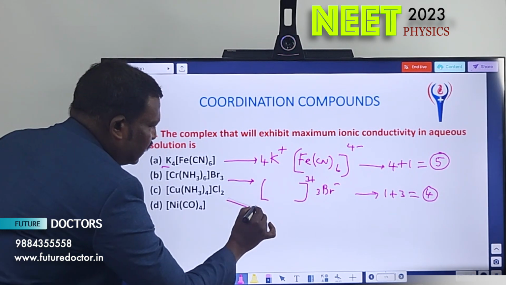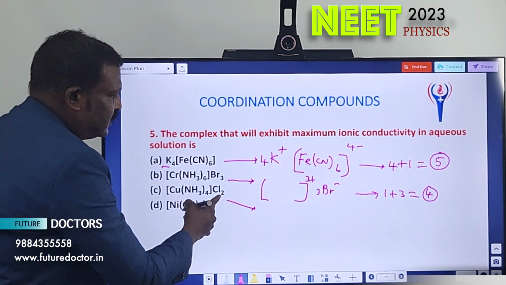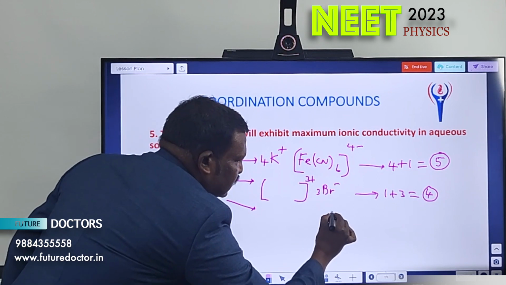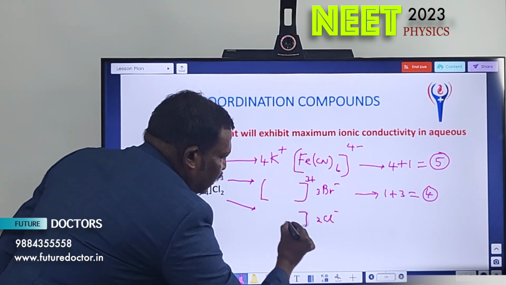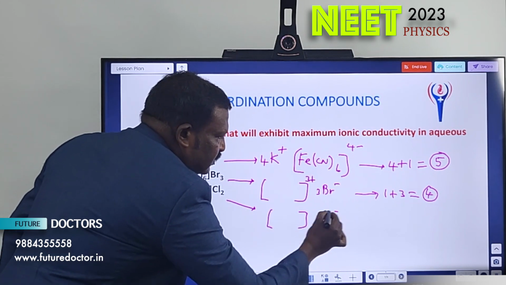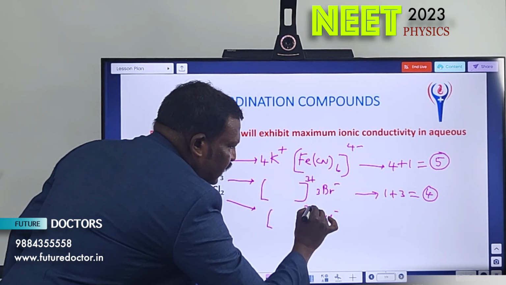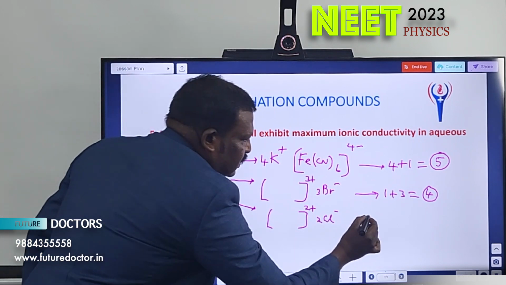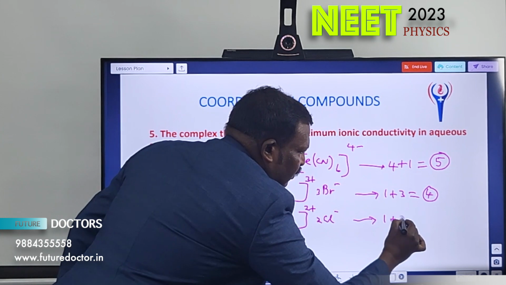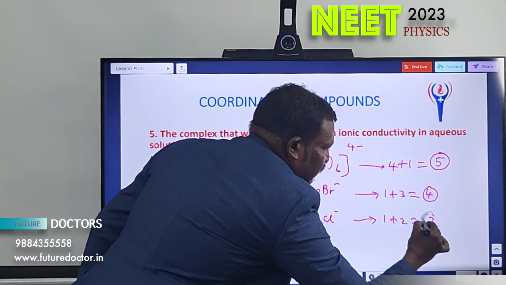Here, how many Cl outside the bracket? The charge is Cl minus. How many Cl? We have 2 times. Understood? Then automatically this is 2 minus, which means this is 2 plus. So 1 complex plus 2 chloride ions. So 1 plus 2, we have 3. Understood? Okay.